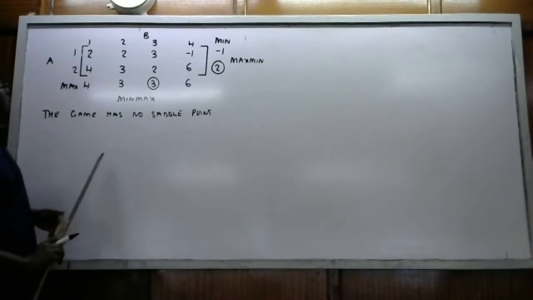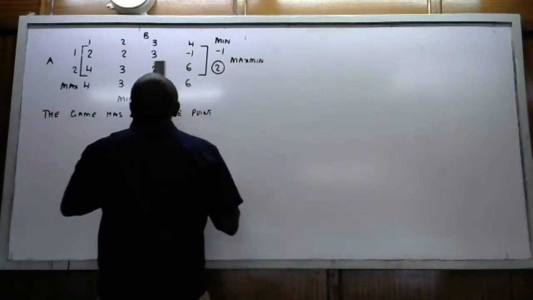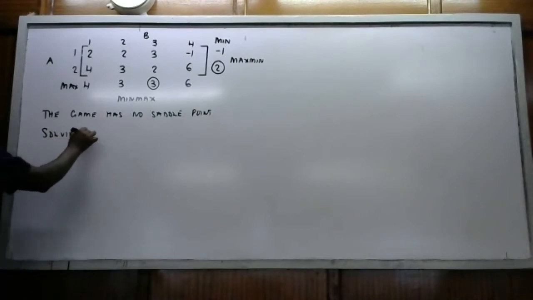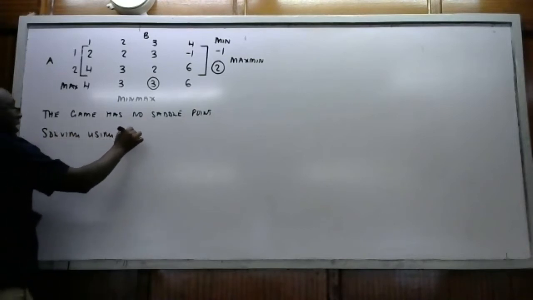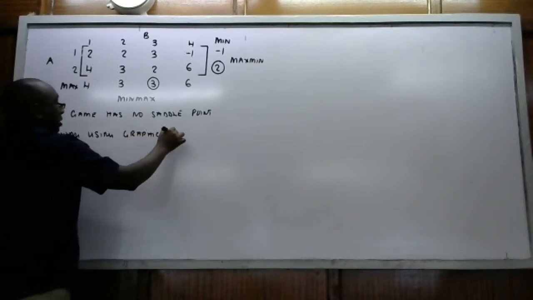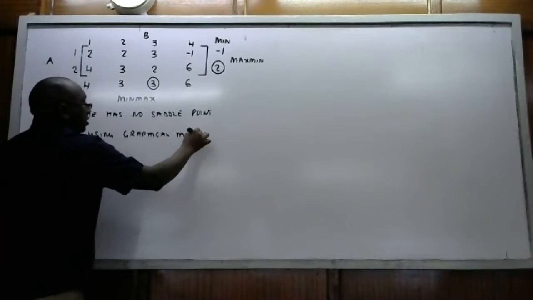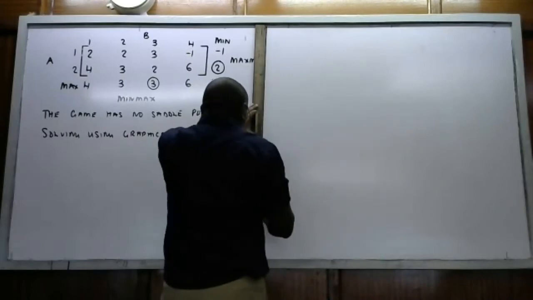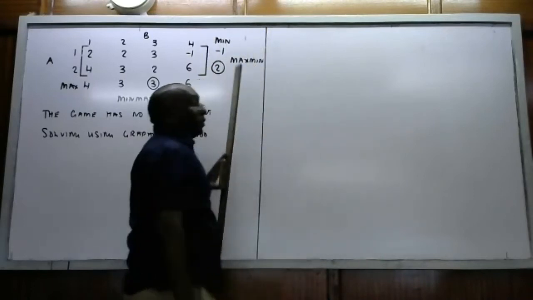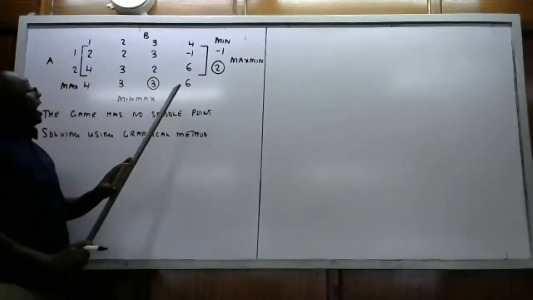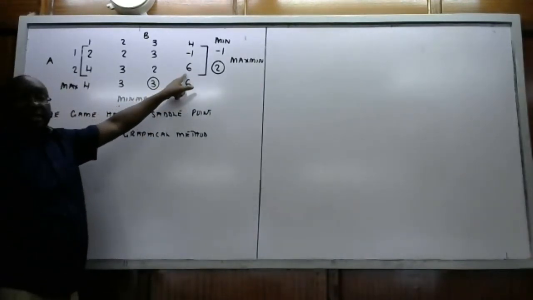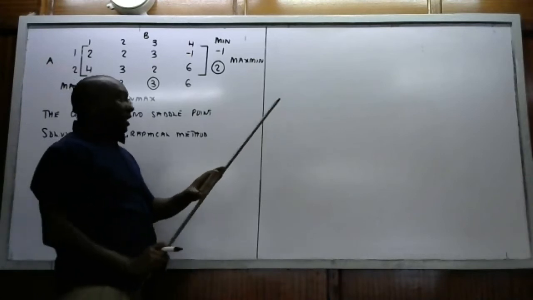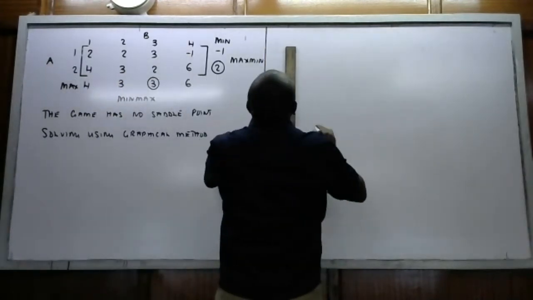So I told you what to do. Down there you say, solving this using graphical methods. You check the highest values. The highest value is 6 among all, and the lowest value is -1. So you do a scale. 1, 2, 3, 4, 5, 6, 7.